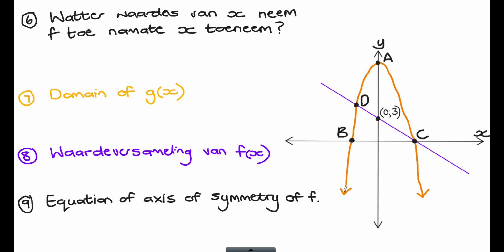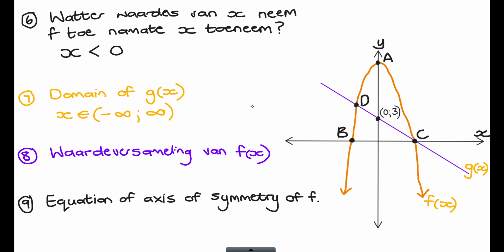x toeneem. Hoe sê ek dit nou weer? Ek gaan sê x moet wees kleiner as 0. Okay. 7. The domain of gx. Now gx is mos my reguit lyn, nee. This one is gx. Okay, nou gx, domein is definisieversameling, so ek soek x waardes. Nou hy kan wees enigiets van minus infinity up until positive infinity.